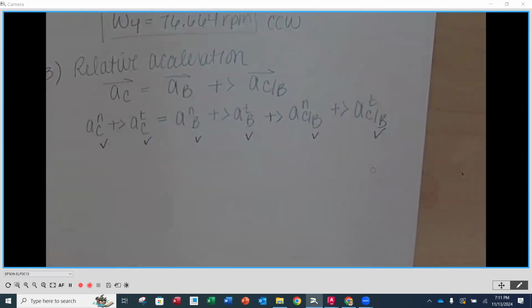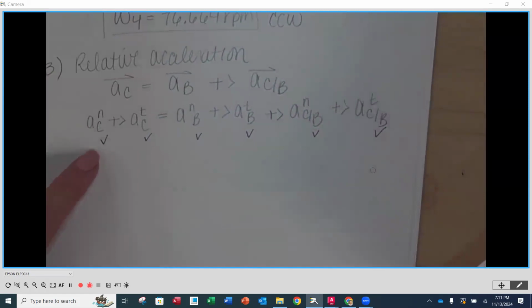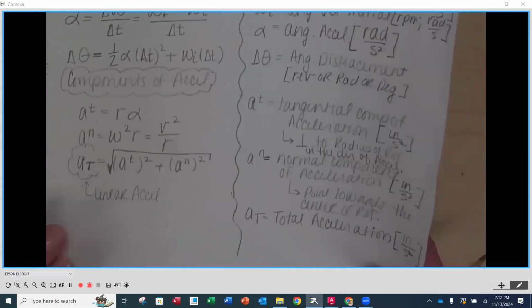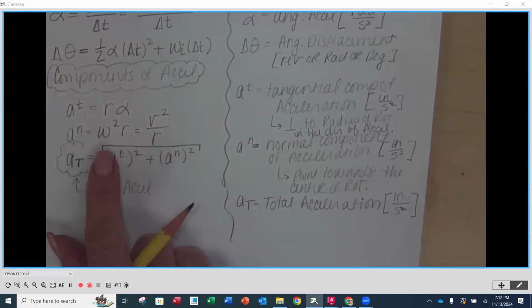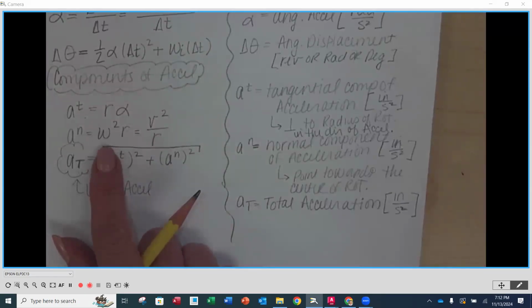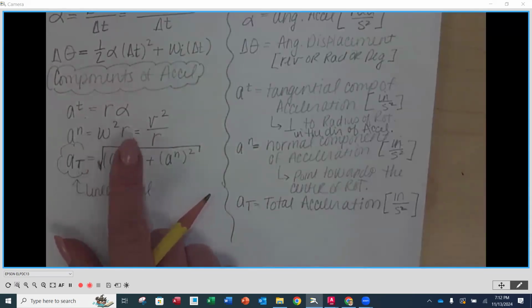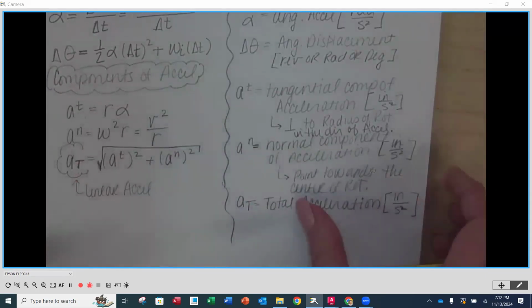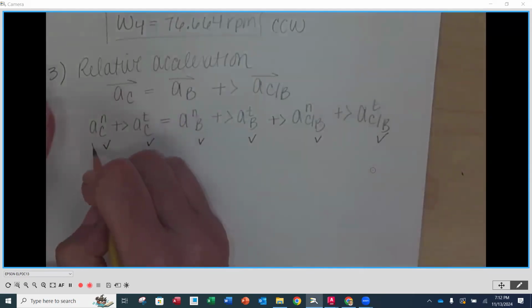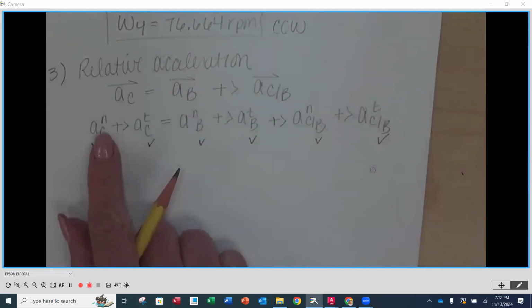Okay. So let's start with the normal component at C. We look at the options for calculating the normal component at C. We do know that C is on link number 4, and we do know the angular velocity of link number 4, so we could use this first equation. We also know the velocity at C, the straight line velocity, so actually we could use the second one as well. Whichever one you want to use, we can calculate the magnitude for that normal component at C.